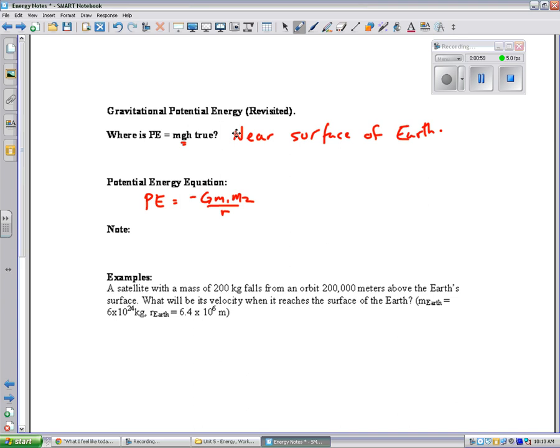Now, one thing to note is that PE at r equals infinity equals something, okay? Now, if I put infinity on the bottom, a gigantic number on the bottom of a fraction, that fraction is going to be very, very small, and if I put infinity on the bottom, I get 0. So the potential energy when r equals infinity equals 0. And at all other locations, actually the potential energy is negative.